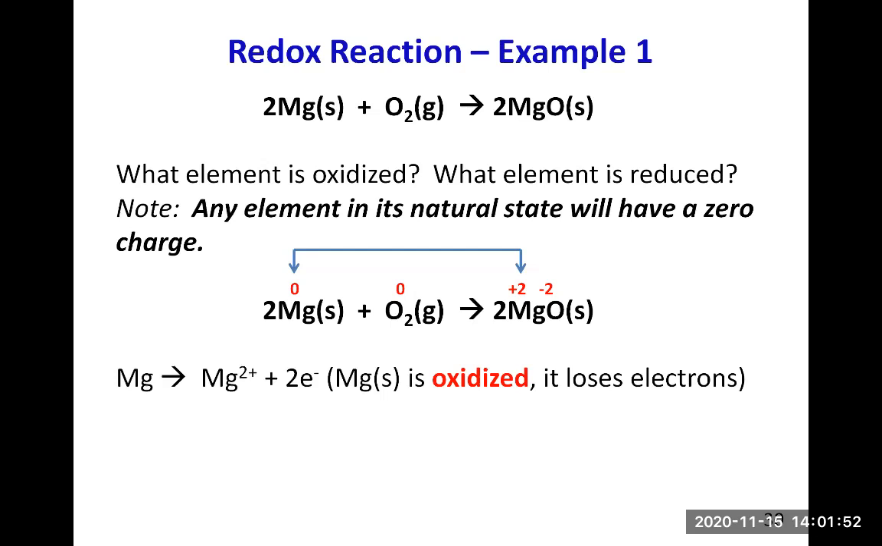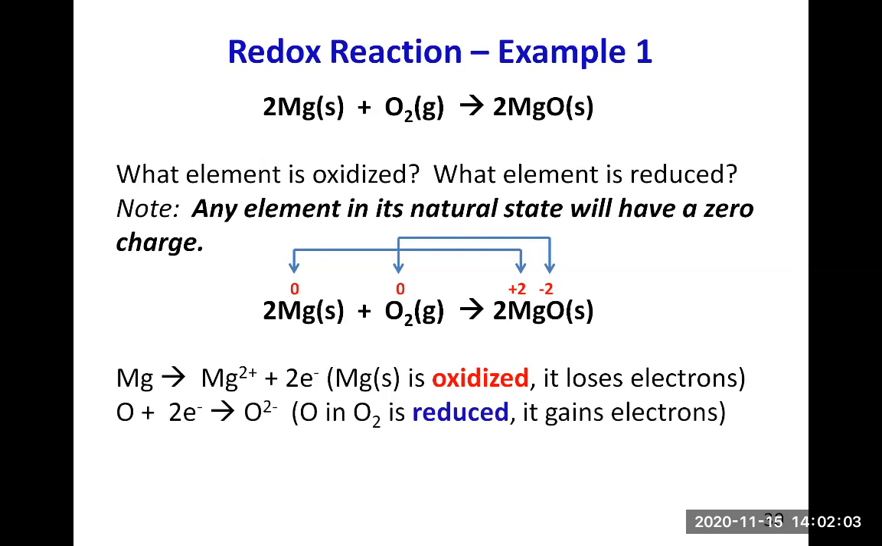Now, if we look at oxygen, it started from a state of 0 in its natural state and becomes -2, the oxide. If we write this as a half reaction, the atom of oxygen, if you give it 2 electrons, becomes the oxide ion, O2-. So we see that oxygen has gained electrons in this reaction. It goes from 0 to a 2- state. That means it's reduced because it gained electrons. That's how you determine which element is oxidized and which element is reduced.